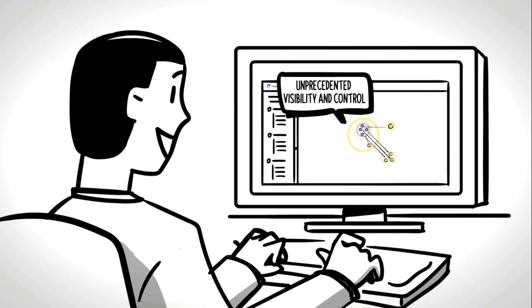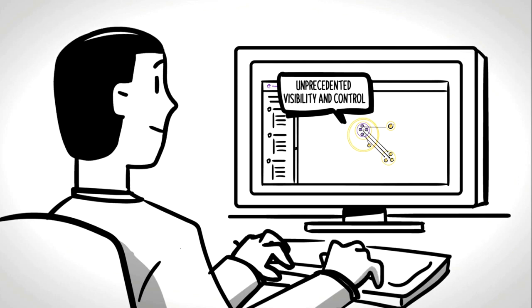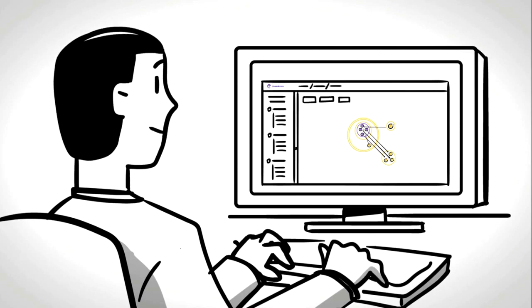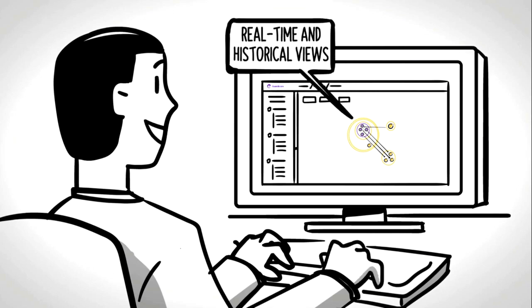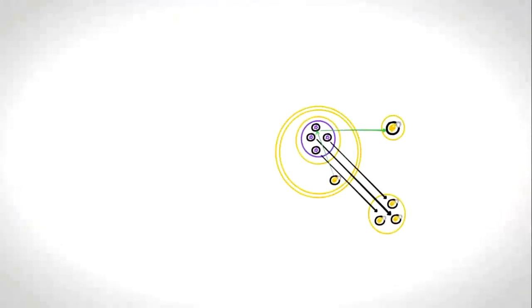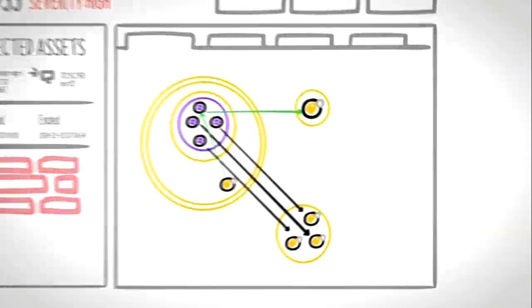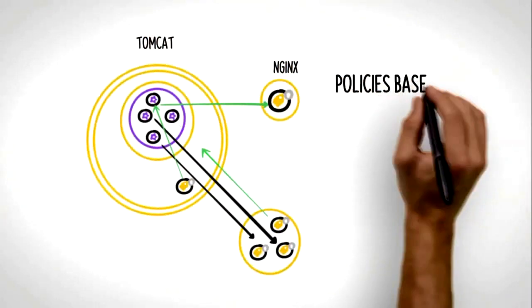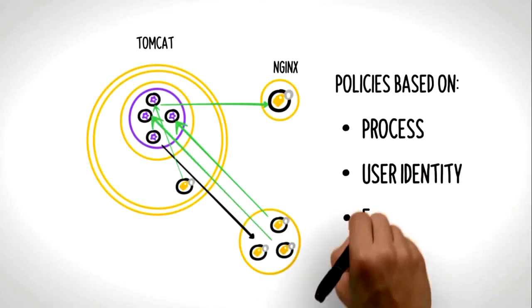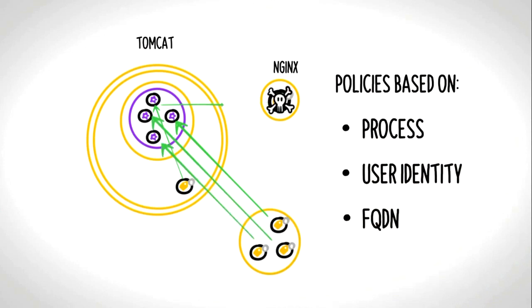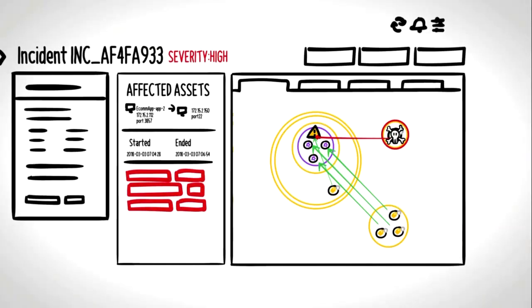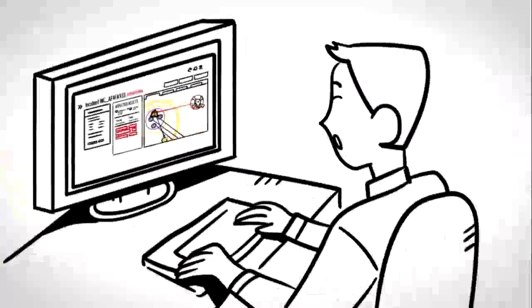IT teams get a visual map of their entire environment with easy-to-understand application dependencies and traffic flows in both real-time and historical views. With just a few clicks, Guardicore Centra can create powerful policies, including granular and context-aware rules based on processes, user identities, or fully qualified domain names. With advanced breach detection and response capabilities, Guardicore Centra identifies threats quickly and provides actionable guidance to contain the threat.